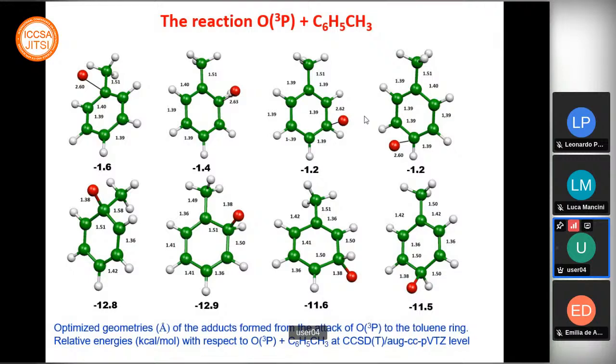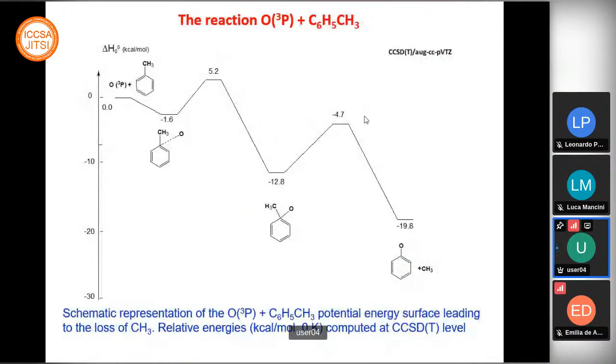These Van der Waals adducts can evolve through a transition state to a minimum which is around 11, 12 kilocalories per mole more stable than the reactants. Again, we have 4 different isomers. These species then can lead to hydrogen or methyl elimination depending on the initial site of attack of the oxygen to the toluene ring. If the attack is in ipso, we have elimination of methyl, but in order to get these reactions, it's necessary to overcome an initial barrier slightly over the energy of the reactants.